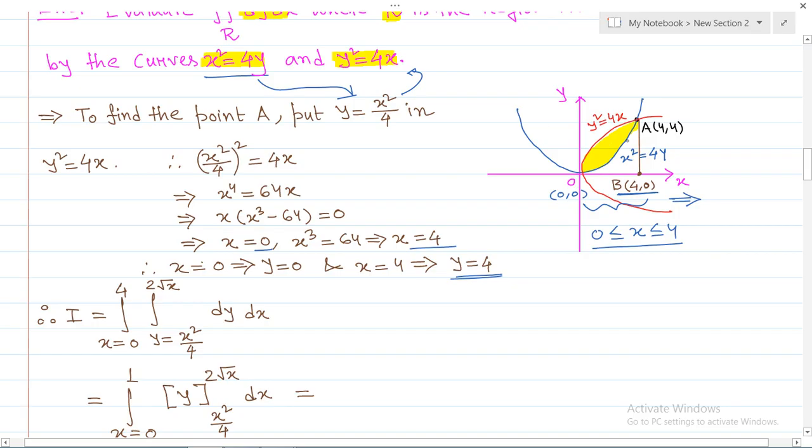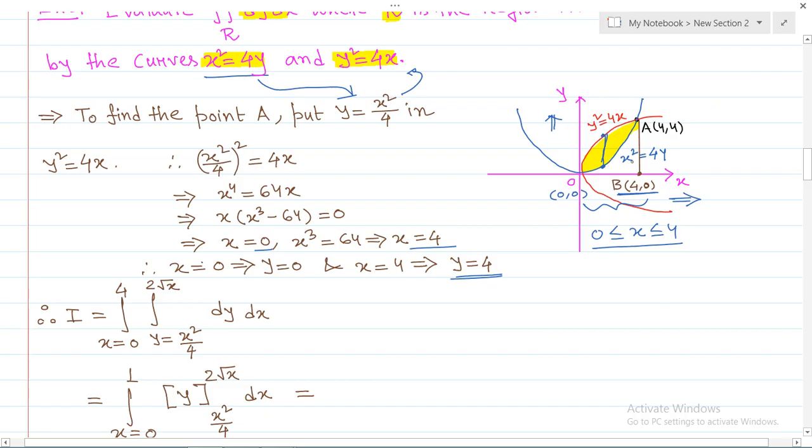Now how to identify the limit of y? Already I have told you that we are measuring y in the vertical direction. So since we are measuring y in the vertical direction, we have to shade this region by vertical lines. If I draw any particular vertical line, you can see that y is starting from the lower parabola and it will go up to the upper parabola.